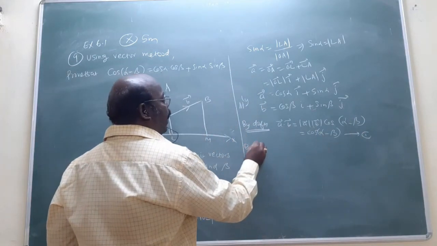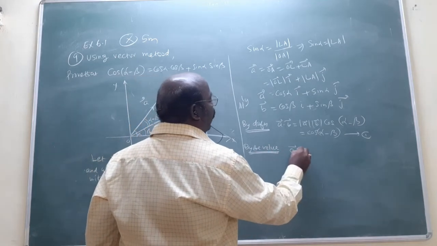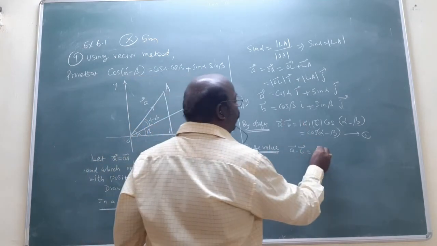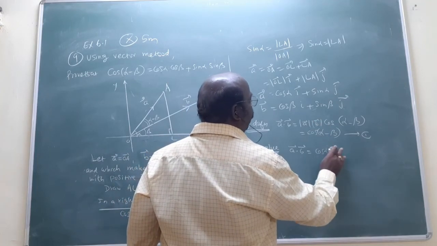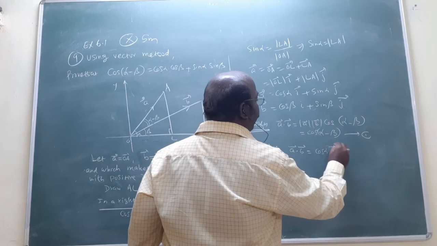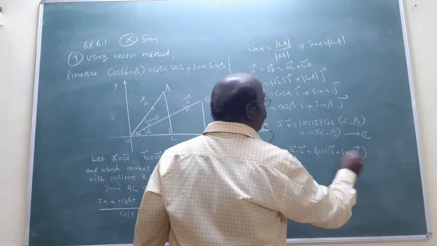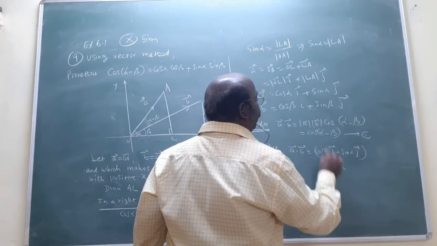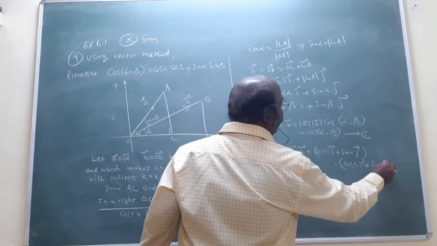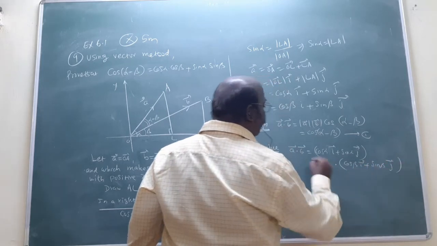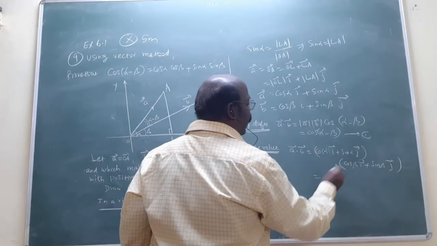Next one is by the values. What is the meaning of this? A vector dot B vector equals the A value, cos alpha into i vector plus sin alpha into j vector, dot, the dot is very important, next cos beta into i vector plus sin beta into j vector. Now the dot part, what is the meaning? Cancel i with i. i dot i is 1, giving cos alpha cos beta.